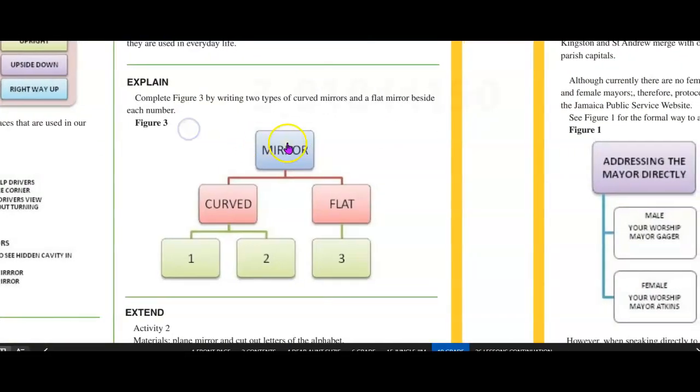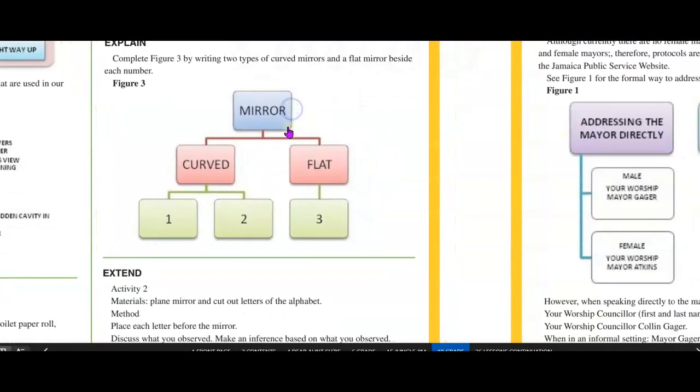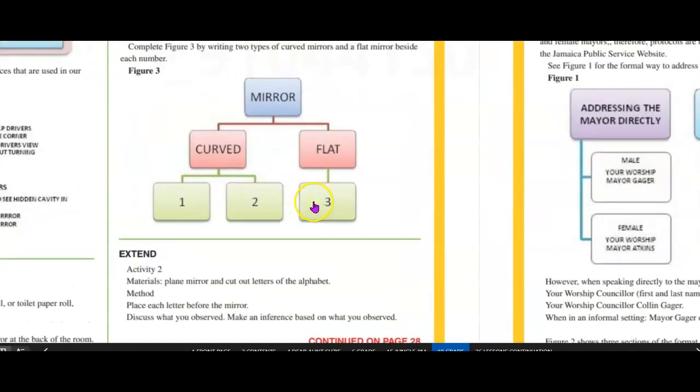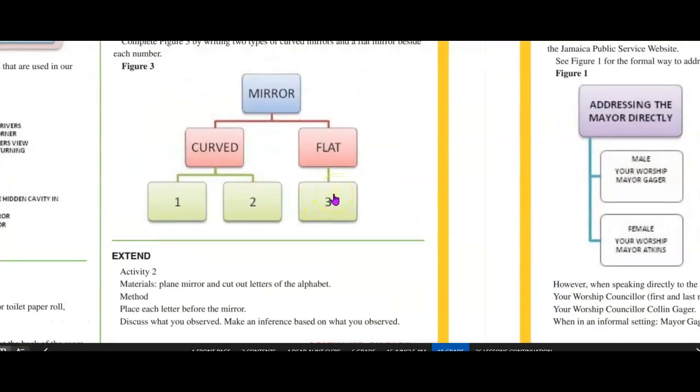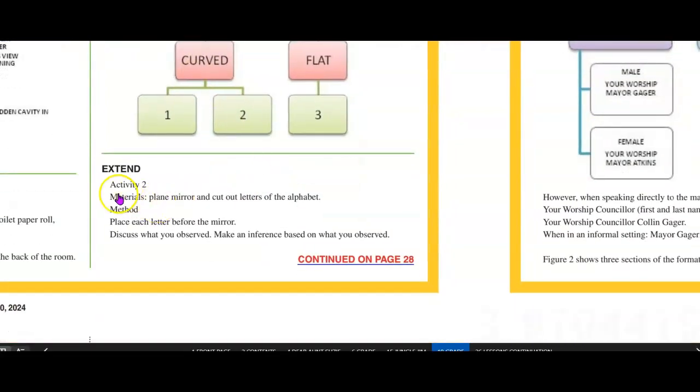Explain. So here we have complete figure 3 by writing two examples of curved and a flat mirror beside each number. So we have mirrors and mirrors. This is our diagram here, some graphic organizer that helps us to remember the concept. So the idea of a mirror here is at the top. We know that we have two types. They can be curved or they can be flat. And the flat one is like the one that you have in the bathroom, generally speaking. And curved mirrors can either be concave or convex.